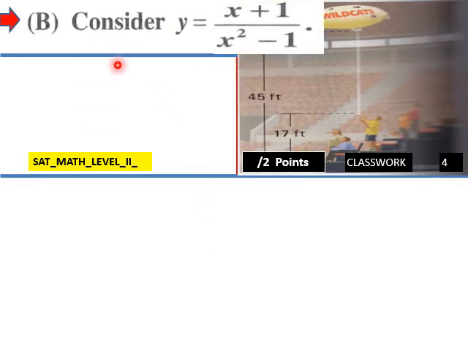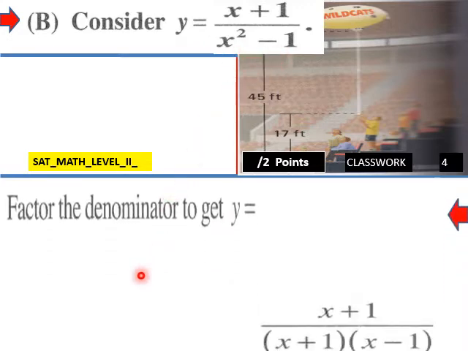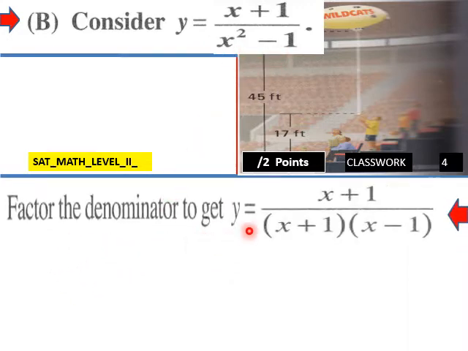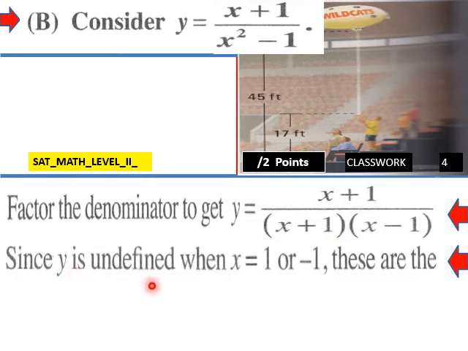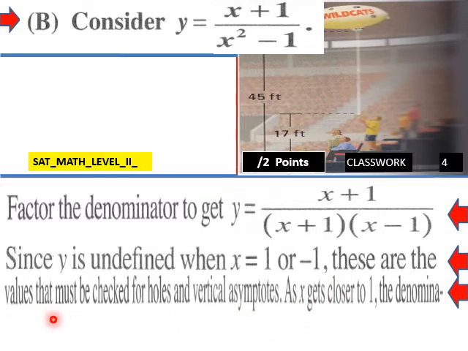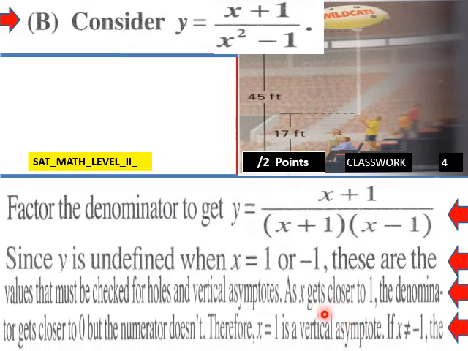And then b here. Consider y equals (x plus 1) over (x squared minus 1). Factor the denominator to get y equals (x plus 1) over (x plus 1)(x minus 1). Since y is undefined when x equals 1 or negative 1, these are the values that must be checked for holes or vertical asymptotes. As x gets closer to 1, the denominator gets closer to 0, but the numerator doesn't. Therefore, x equals 1 is a vertical asymptote.